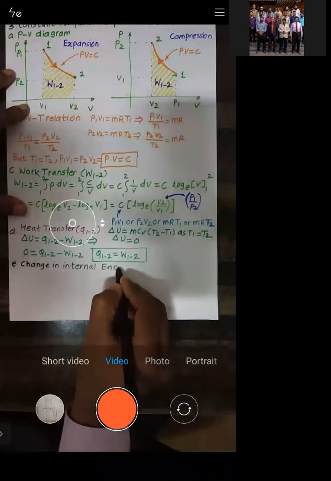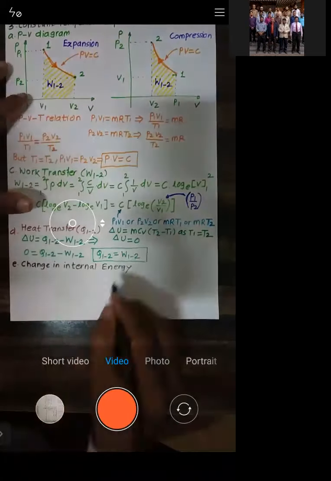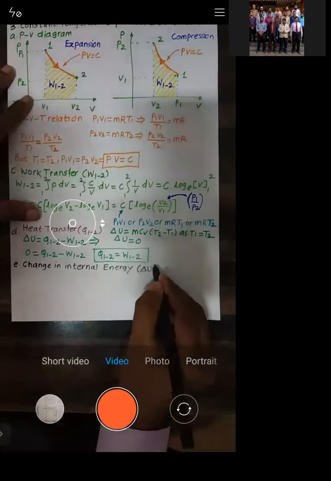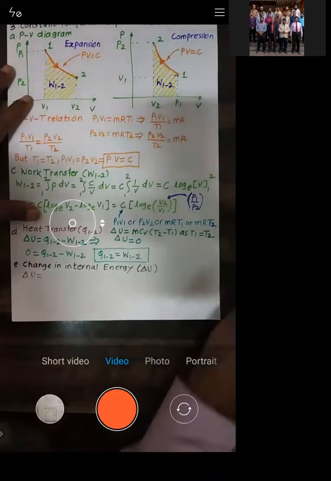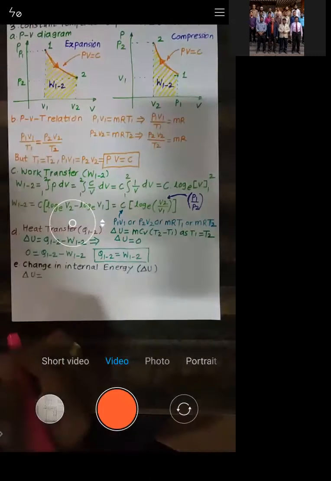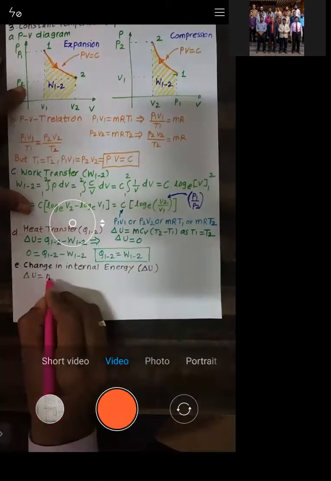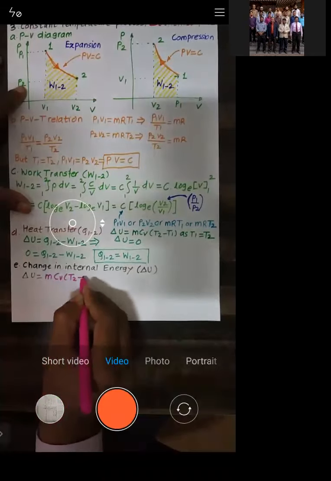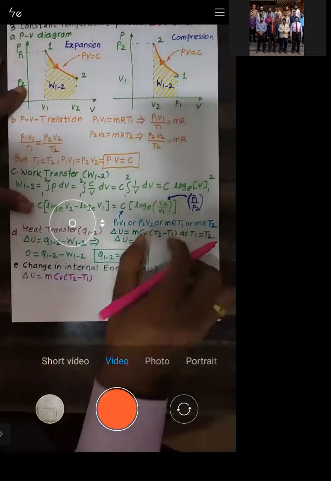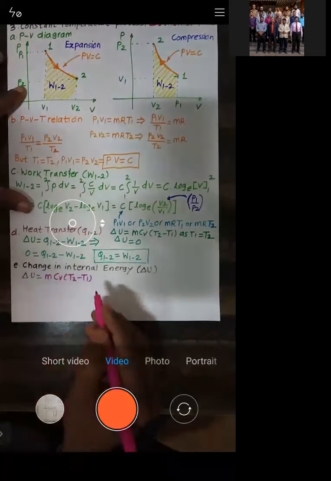So how will you calculate the change in internal energy? It is indicated by delta U. What is the formula for delta U? Delta U is given by m Cv into (T2 minus T1). See, it's the same thing which is written here. I am just copying it here: m Cv (T2 minus T1).